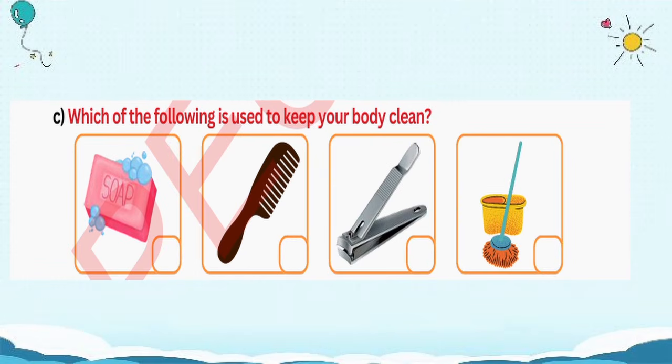Question 1, Part C. Which of the following is used to keep your body clean? A. Soap and water. B. Comb. C. Nail clippers. D. Mop and bucket. Please choose one option. The correct answer is A. Soap and water. Soap and water are used to keep your body clean.